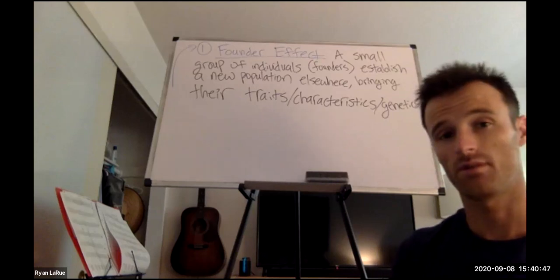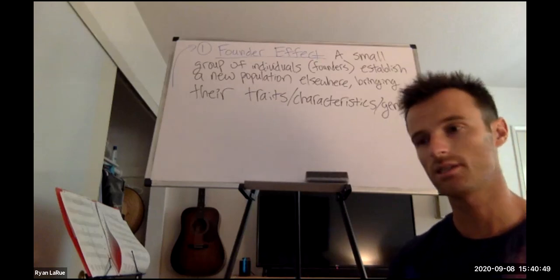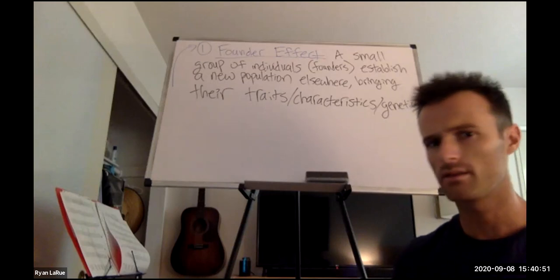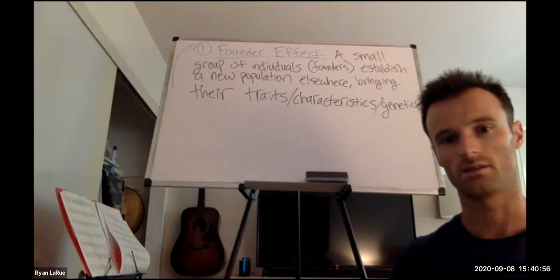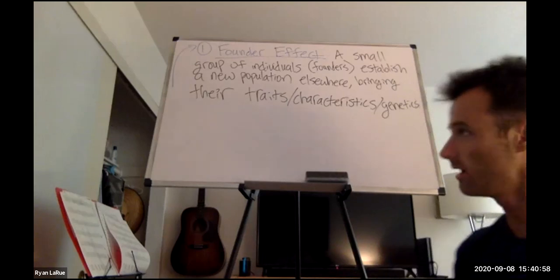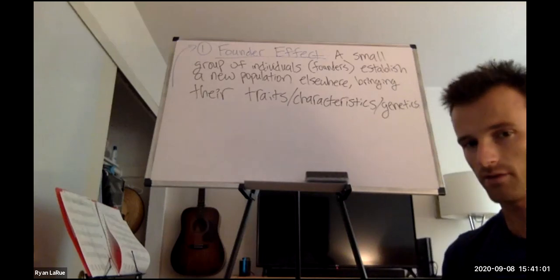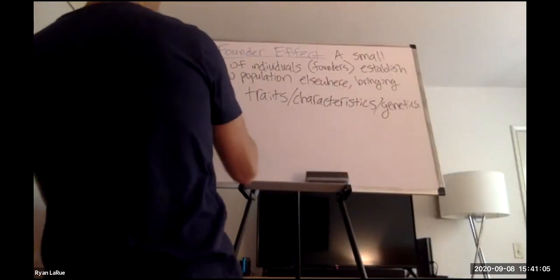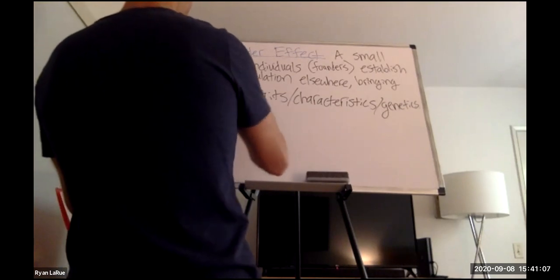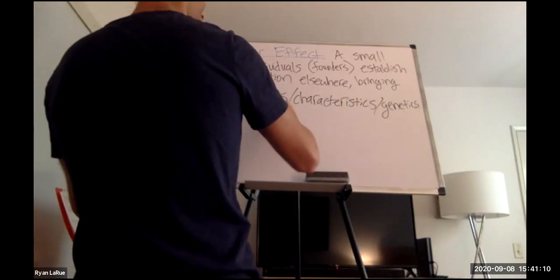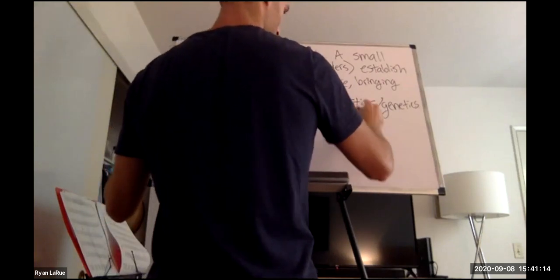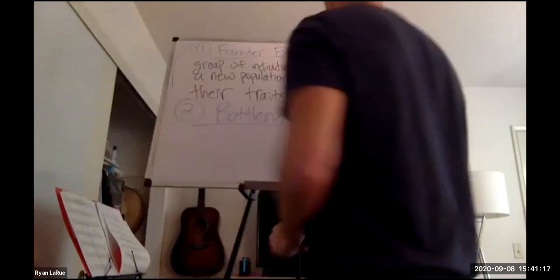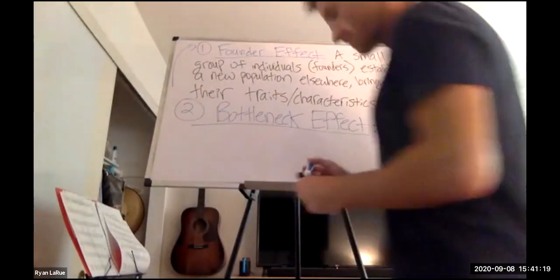The next example of genetic drift is very, very striking as to why this is a random process of a population's genetics changing over time. And it's called the bottleneck effect. So this is our second example of genetic drift, called the bottleneck effect.